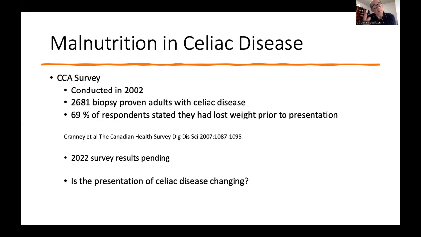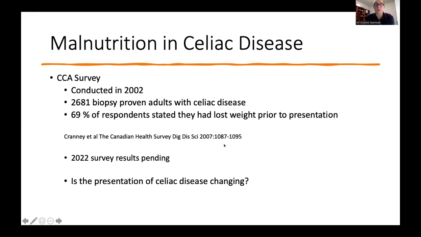So, what about malnutrition and celiac disease? I've emphasized the importance that weight loss is a real indicator. If we look back at the CCA survey that was conducted in 2002, that had 2,681 biopsy-proven adults, 69% of them stated they had lost weight prior to their presentation of celiac disease, suggesting there was some degree of malnutrition in a large majority of individuals.